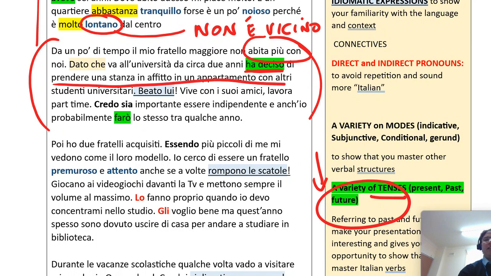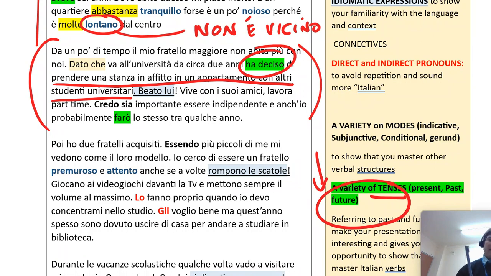I'm reading this sentence here. So he decided to rent a room in a shared apartment with some of his university friends or some of his colleagues at uni. So this ha deciso is passato prossimo, showing that in the same sentence you can use both tenses.